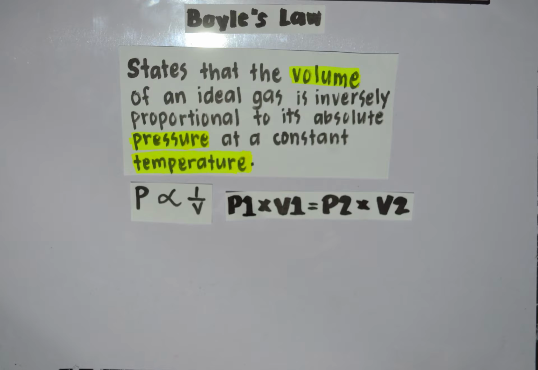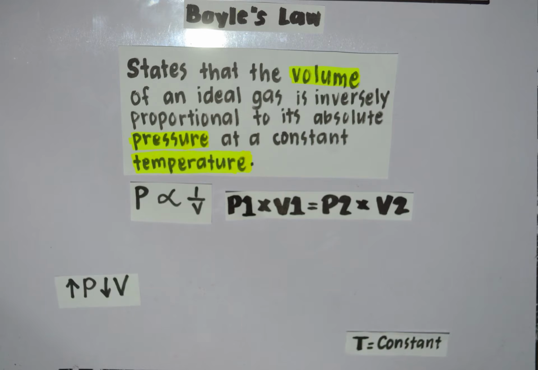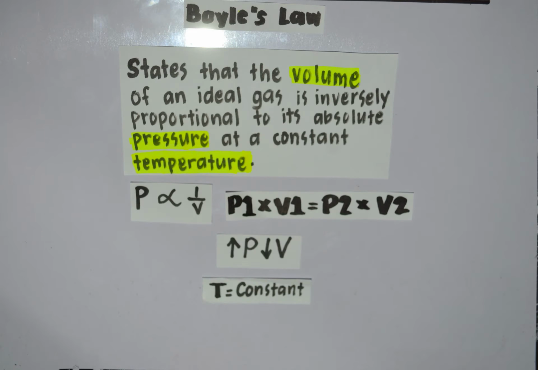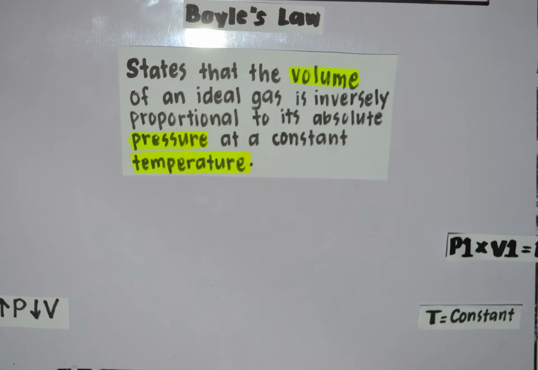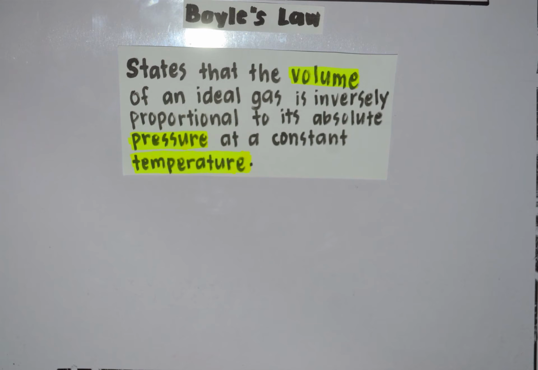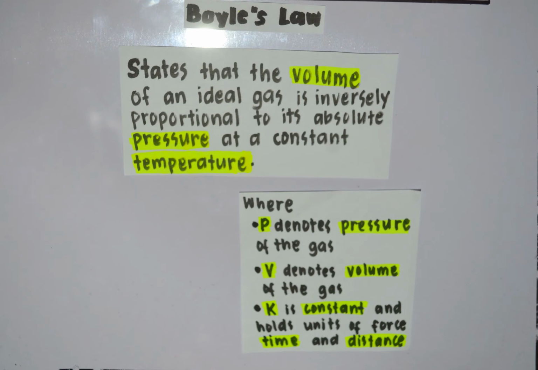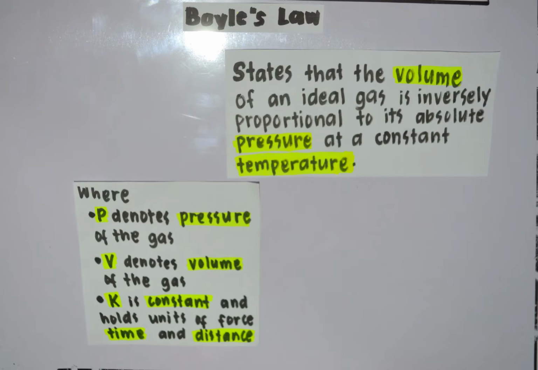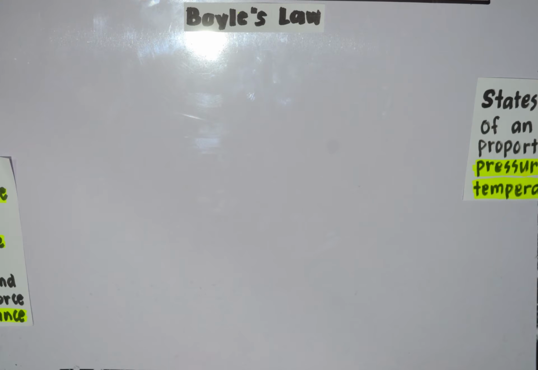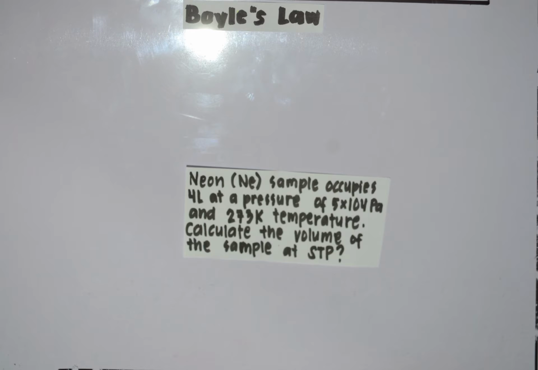Boyle's law. Boyle's law is an ideal gas law which states that the volume of an ideal gas is inversely proportional to its absolute pressure at a constant temperature. The law applies only to ideal gas, which allows only pressure and volume to change. In other words, the product of pressure and volume is constant for a fixed mass of ideal gas, PV = k, where P denotes the pressure of the gas, V denotes the volume of the gas, and k is a constant that holds units of force times distance.